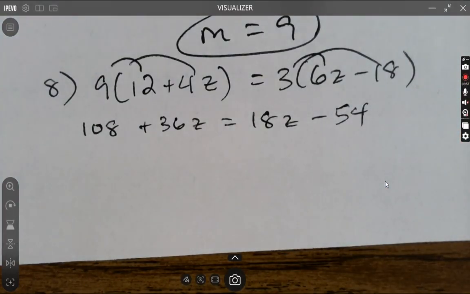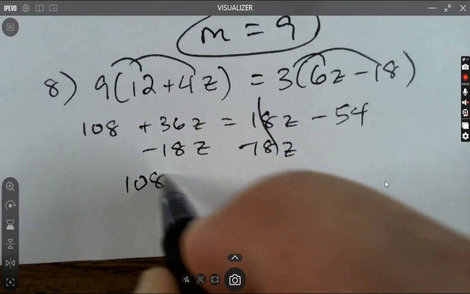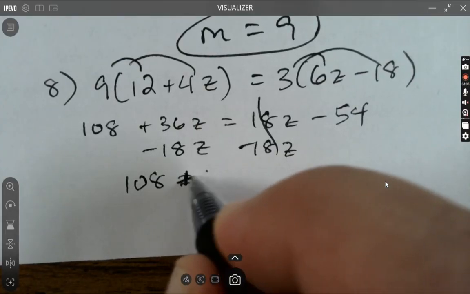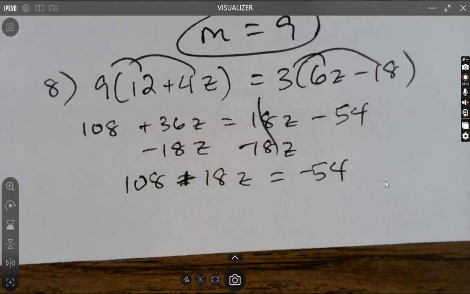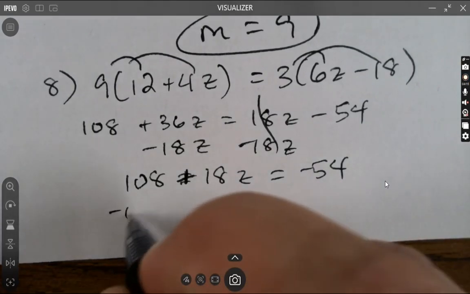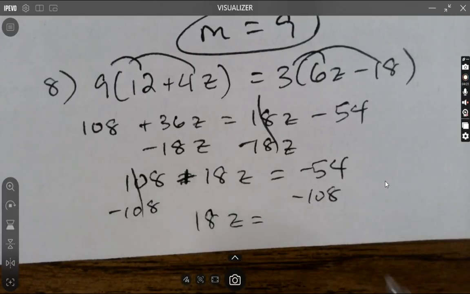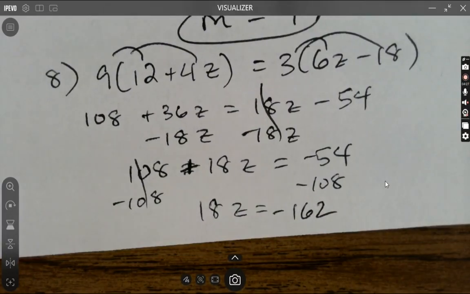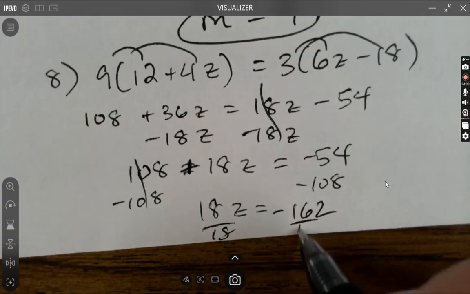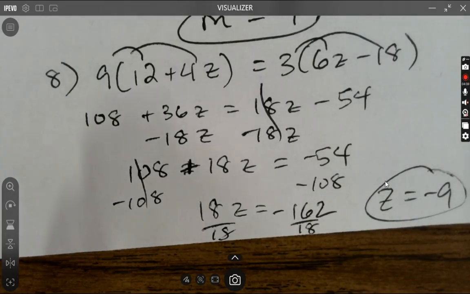Like I said, the first step is to get the variables by themselves, so we subtract 18z from both sides. That gives me 108 plus 18z is equal to negative 54. Then we want to get the constants together, so I subtract 108 from both sides. I get 18z is equal to negative 162. Then I divide both sides by 18, and I get that z is equal to negative 9. You are allowed to use your calculator on this, so if that number seems big, don't worry about it. The calculator will be your guide.